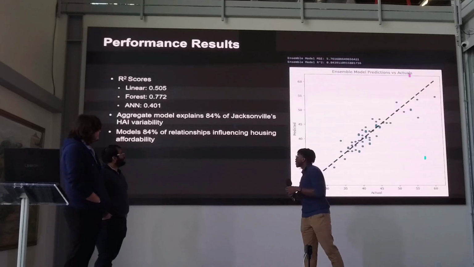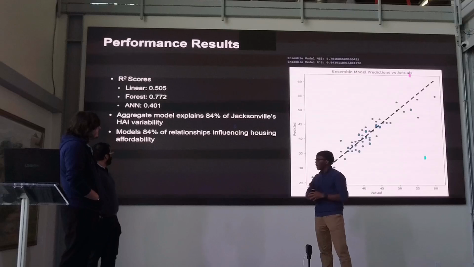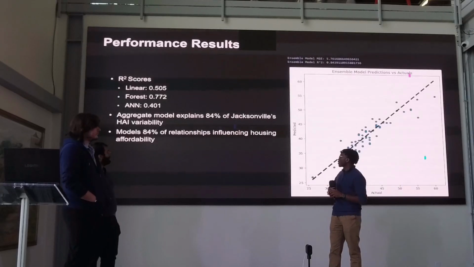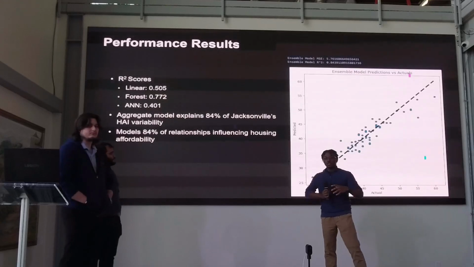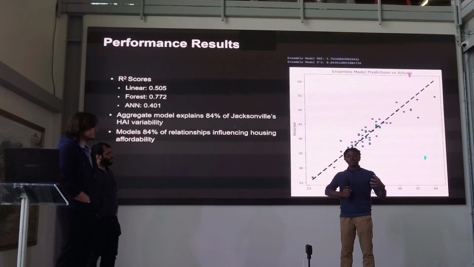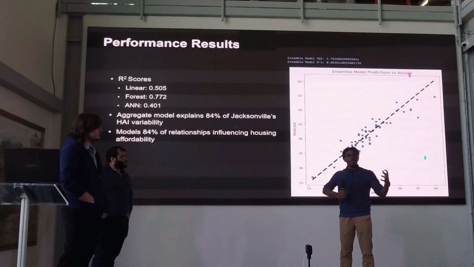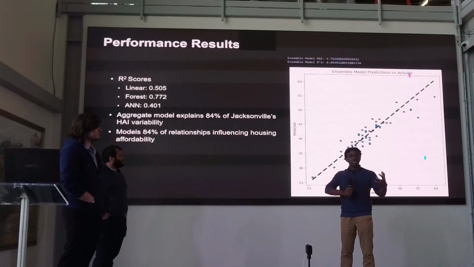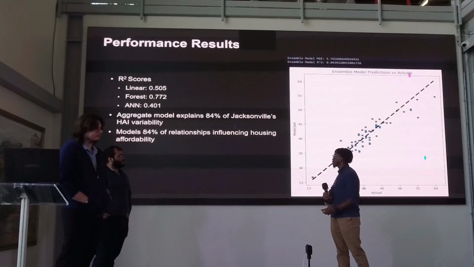Yes. So in isolation, these are the R-squareds for our models, and then our aggregate model had an R-squared of about 0.84, and the way to interpret that is our model was able to accurately represent and comprehend about 84% of the relationships within the data that were influencing housing affordability.